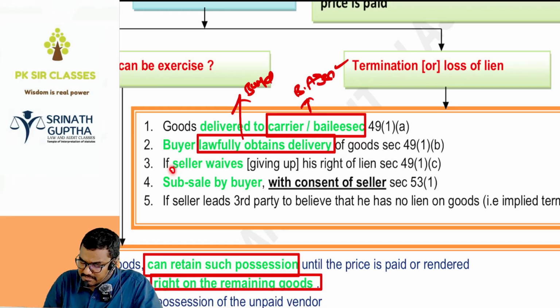So if the seller is waiving the right of lien, I said to Rajni, even if you don't give money, I will not exercise the right of lien, then the lien will be lost.